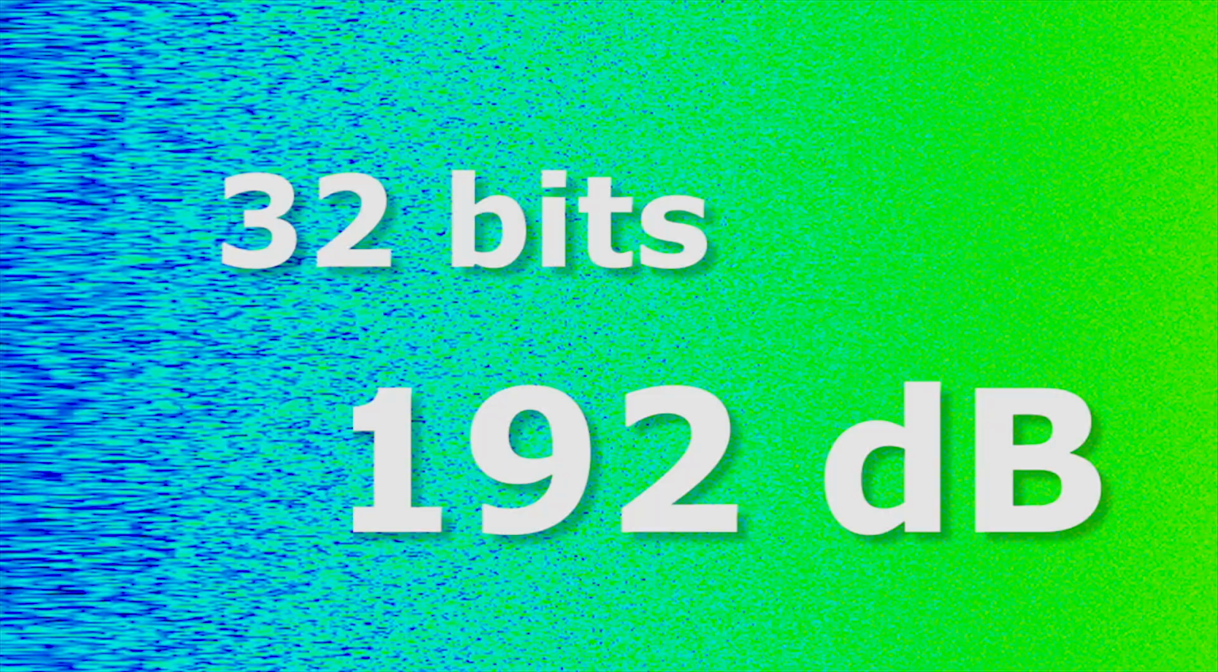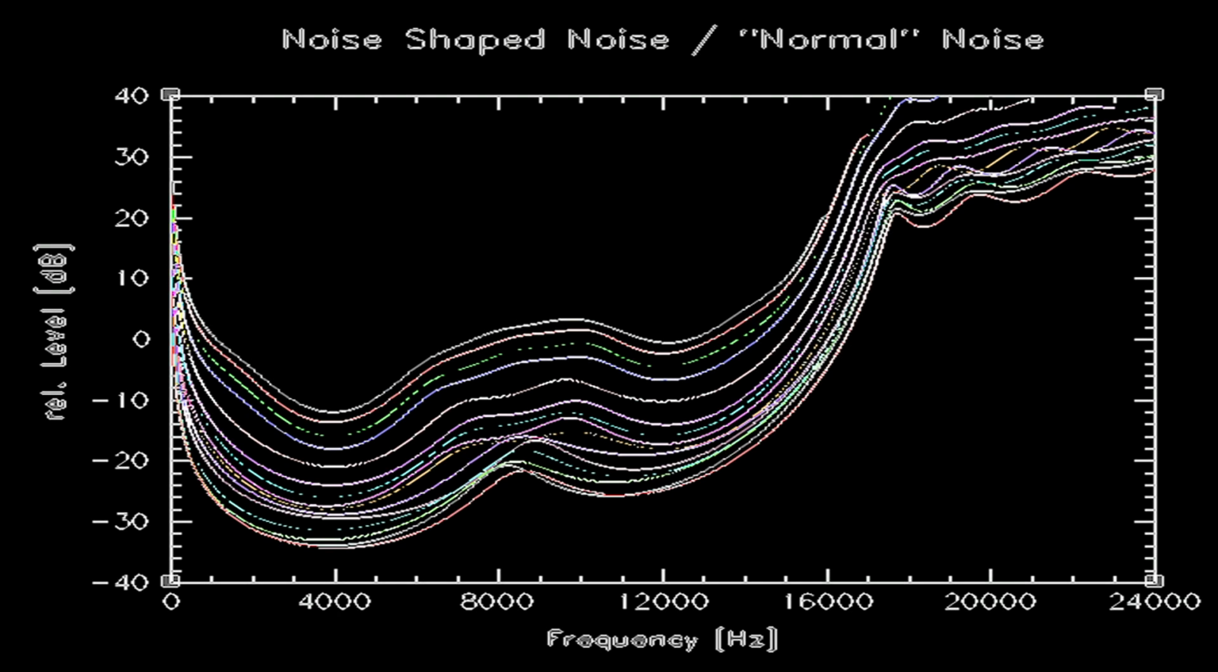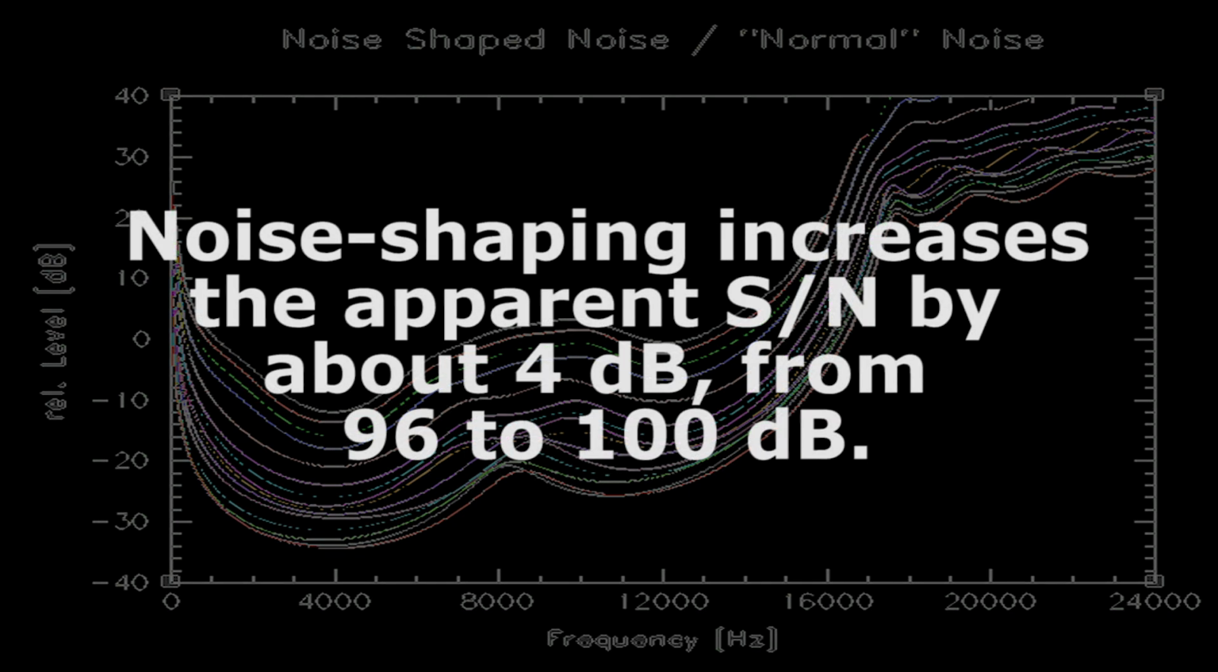To increase the apparent signal-to-noise ratio, noise shaping is often used. Noise shaping alters the spectral shape of the white noise. It spreads the dither to frequencies that the ear can't hear as easily at low levels. The result is that the apparent dynamic range for a 16-bit signal increases to about 100 dB.